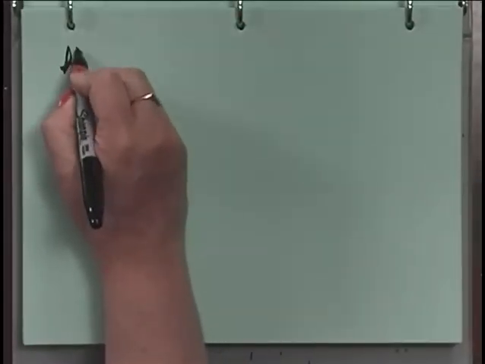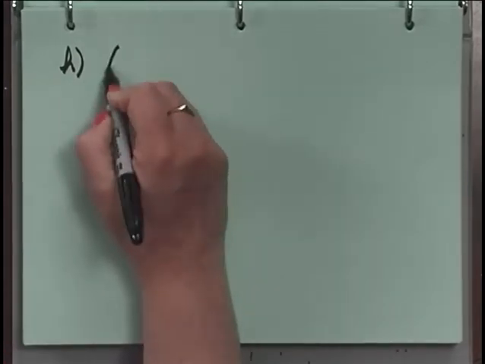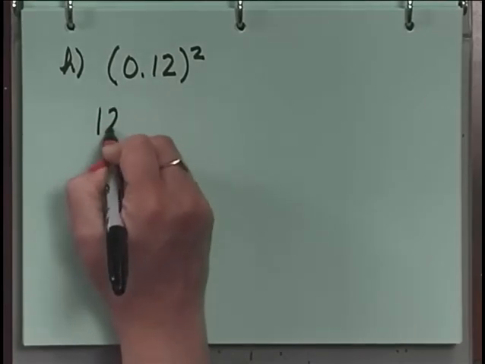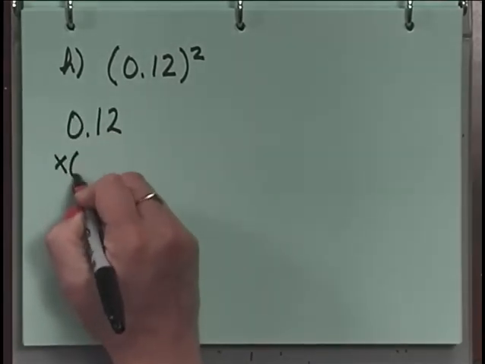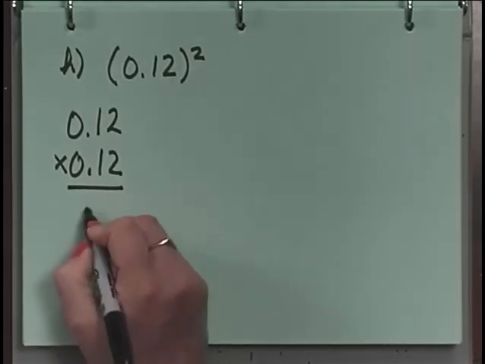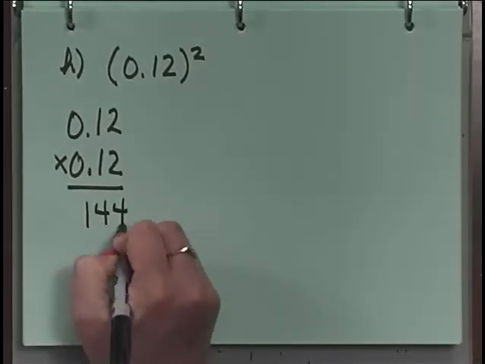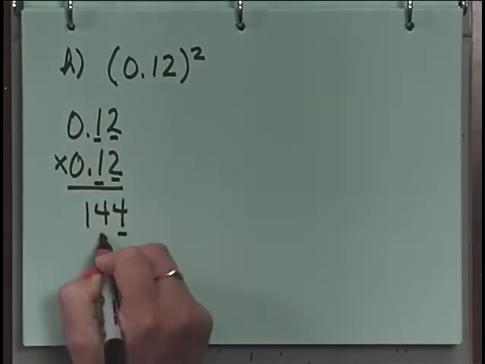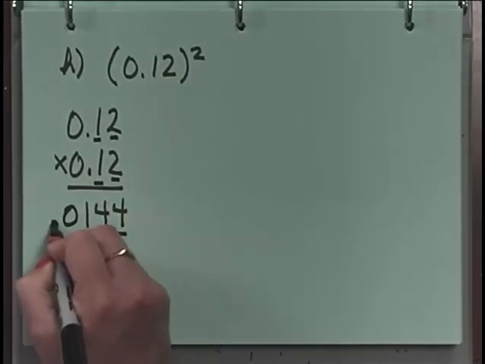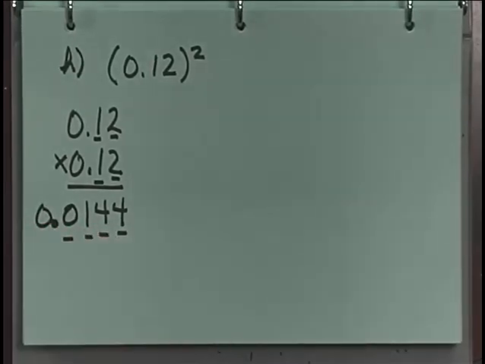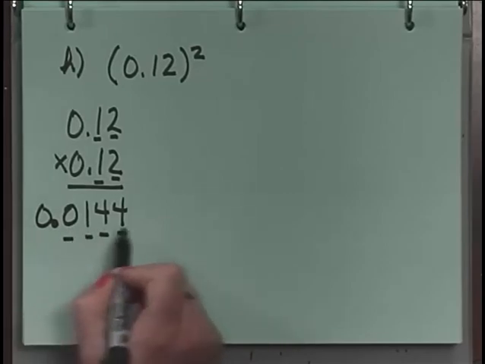In problem H, we have 12/100 that is being squared. So this is going to be 12/100 times 12/100. Well, 12 times 12 is 144. But we need 1, 2, 3, 4 decimal places. And then, of course, our customary 0. So 144 10,000ths would be how you would read that number.